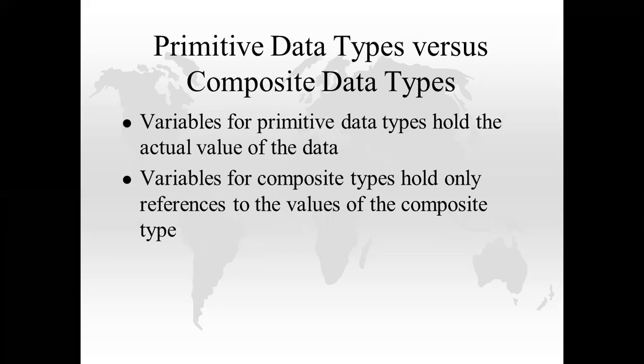Then primitive data types versus composite data types. Variables for primitive data types hold the actual value of the data. Variables for composite types hold only references. It's like call by value and call by reference. We already studied that.